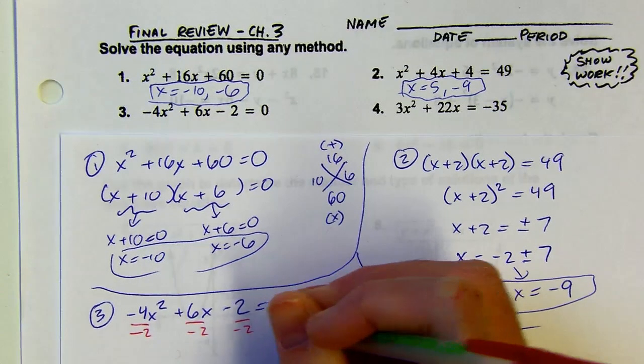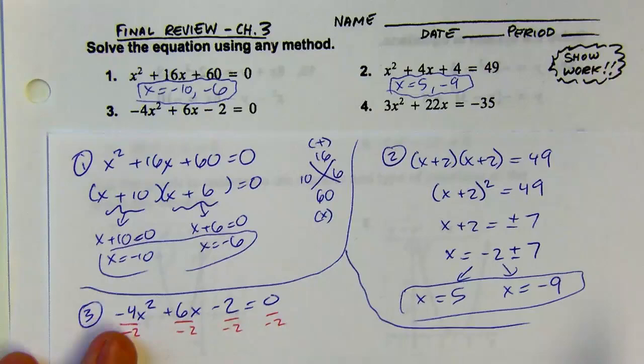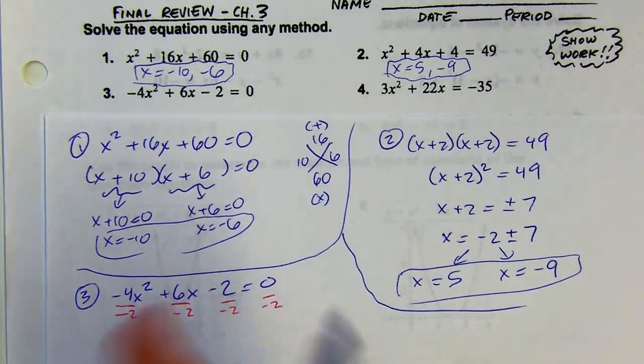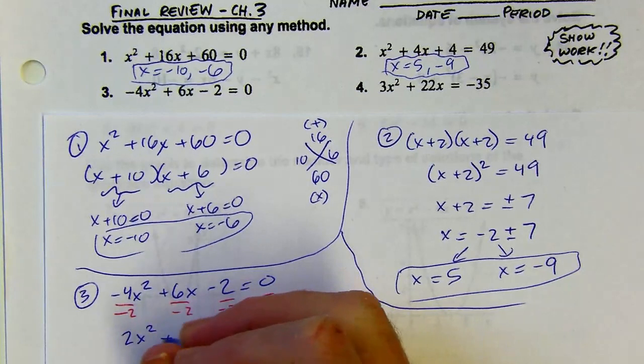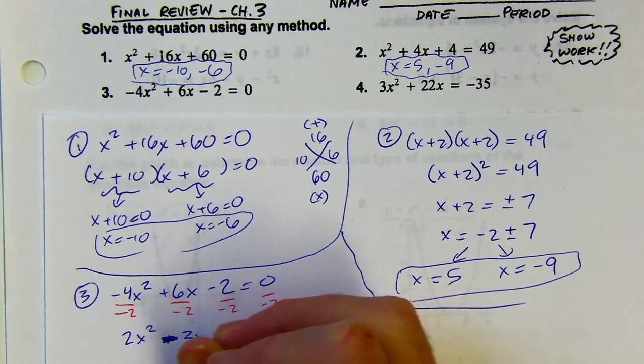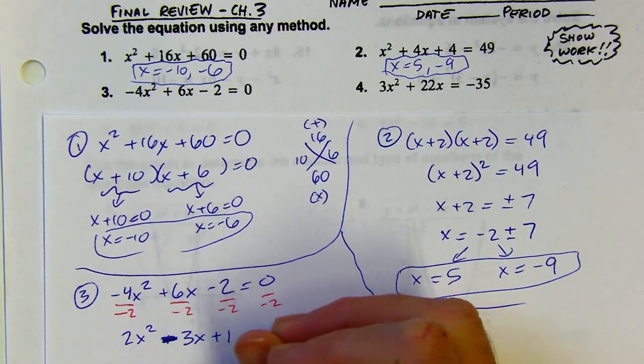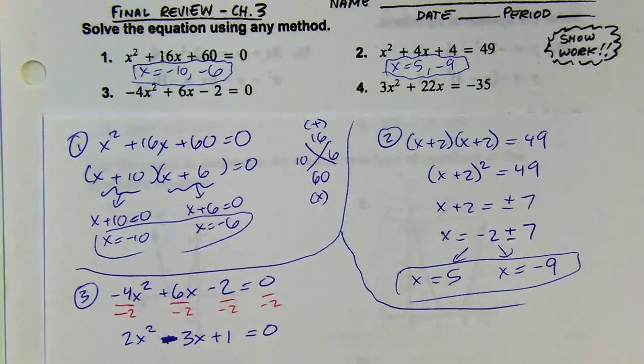because that way I'll have a positive leading coefficient, and I think it's just easier to factor when you have a positive leading coefficient. So that would leave me with negative 3x plus 1 equals 0. So now I got it down to that.